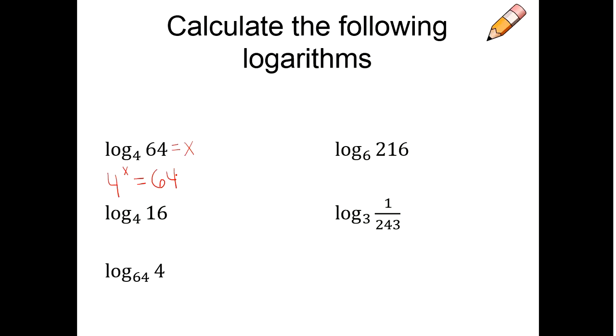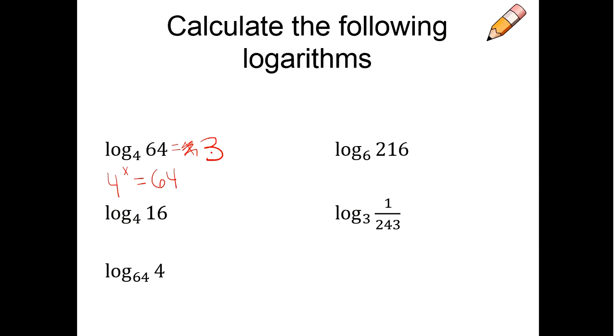So 4 to what power will give me 64? This is where you're going to want to borrow your calculator quick and just do some guess and check. So 4 to the second, 4 to the fourth, and you will probably find that 4 to the third is 64, right? So ultimately, guys, my answer for log base 4 of 64 is 3.